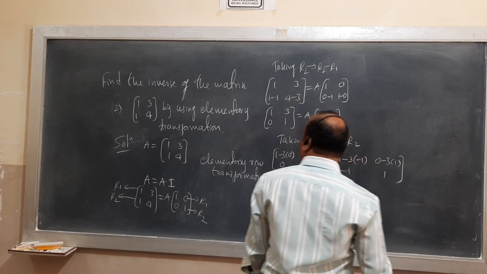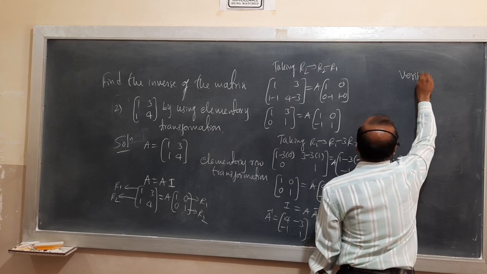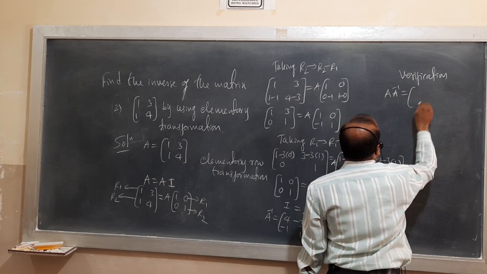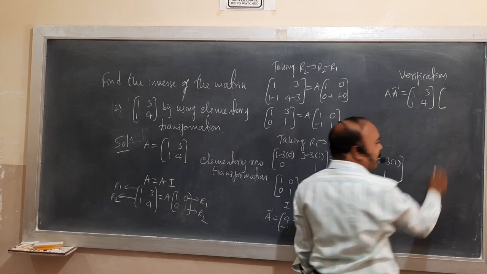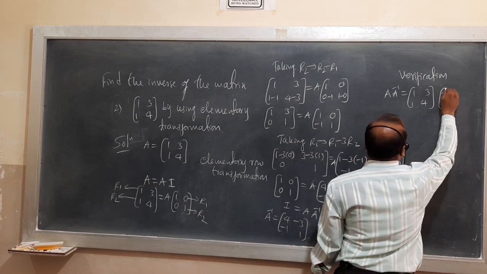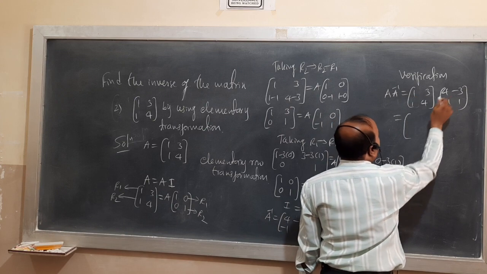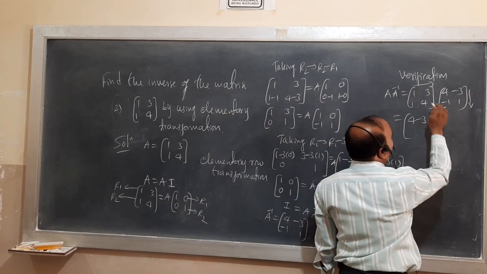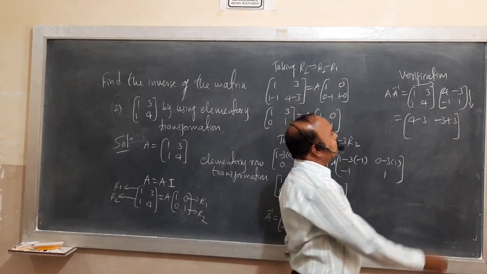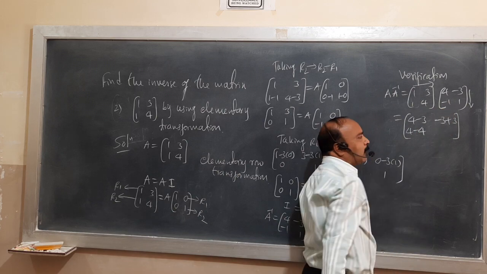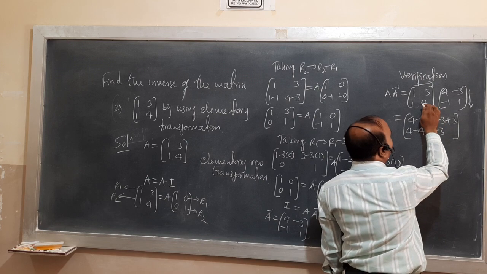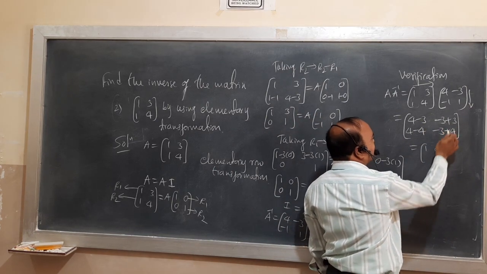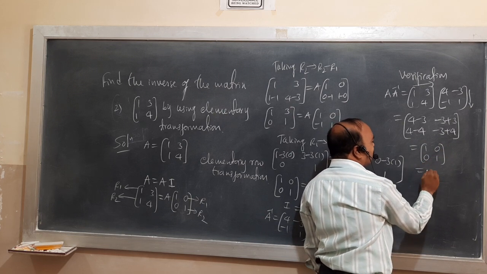Now for verification, we do it like this. For verification, you consider A into A inverse or A inverse into A, any one. A is 1, 3, 1, 4. A inverse is 4, minus 3, minus 1, 1. Now multiply: 1 into 4 is 4, minus 3 into 1 is minus 3, 1 into minus 3 is minus 3, 3 into 1 is 3. Second row: 1 into 4 is 4, minus 4 into minus 1 is minus 4, 1 into minus 3 is minus 3, plus 1 into 4 is 4. Now we get 1, 4 minus 3 is 1, minus 3 plus 3 is 0, 4 minus 4 is 0, and it is 1. It is nothing but I.